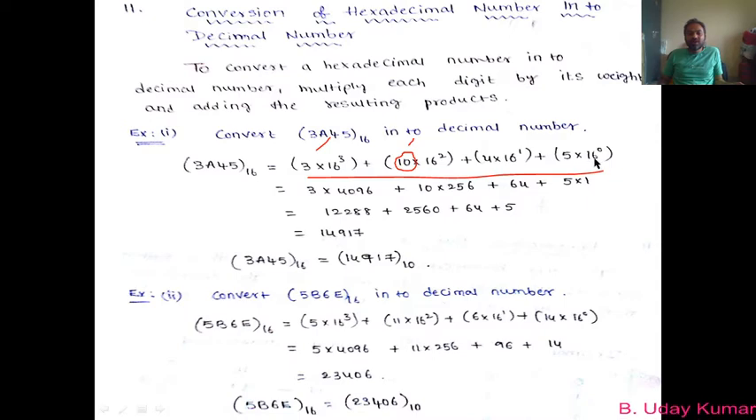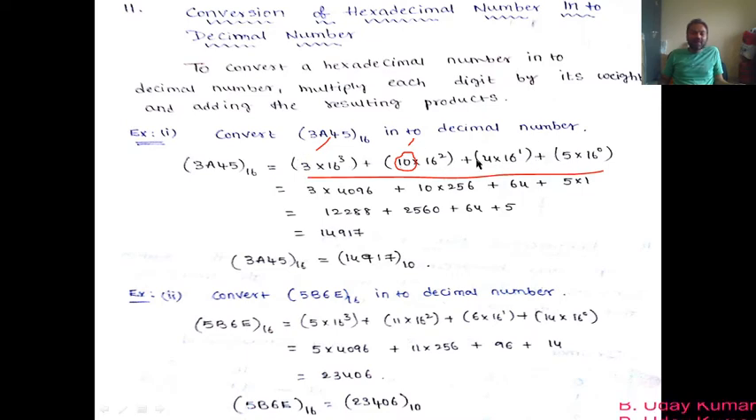16 power 0 is 1, and hence 1 into 5 becomes 5, and 16 power 1, which is 16, into 4 becomes 64, and 16 squared is 256. Just substitute the values, 16 cube will be equal to 4096, and if you multiply this 4096 with 3, you will get 12288, and if you multiply 10 into 256, you get 2560, and if you multiply 16 and 4, you get 64, and 5 into 1 is 5. So these are the products of the digits and their weights.